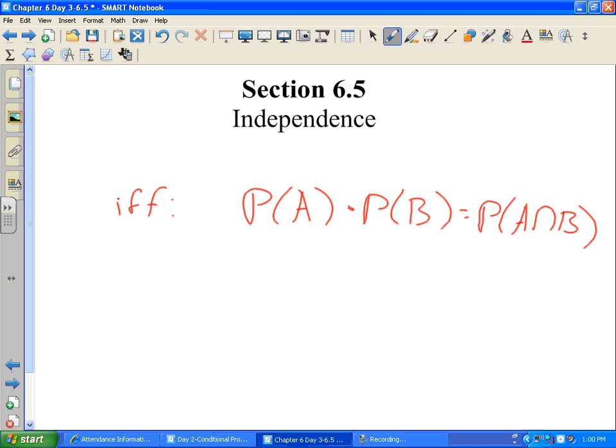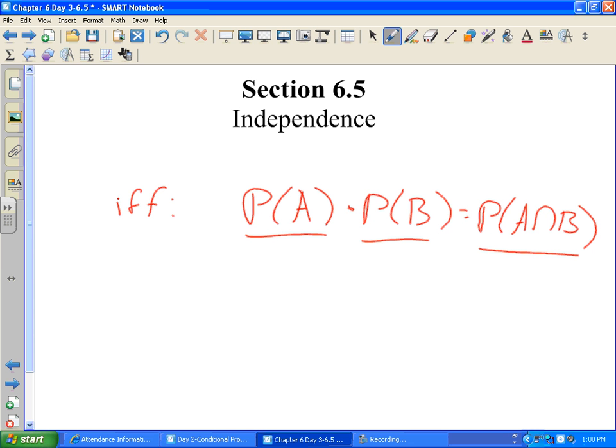This is an if and only if statement. If it's given to you that the events A and B are independent, then the probability of A times the probability of B equals the probability of A and B. You're going to see it in wordings: if A and B are independent, what's their intersection?